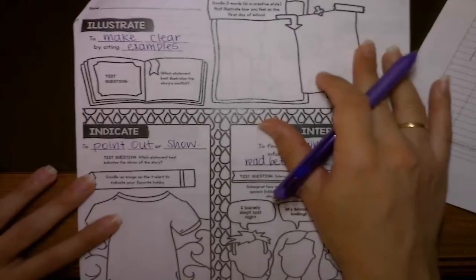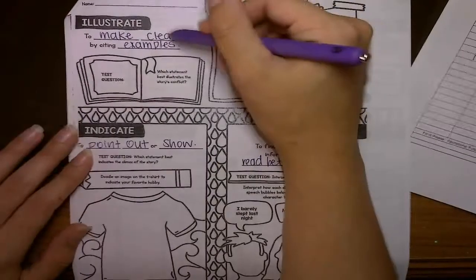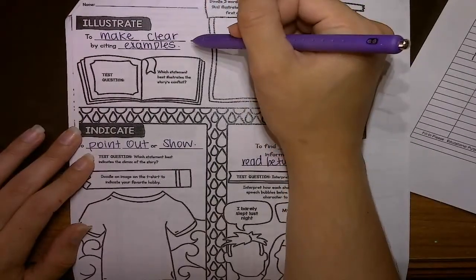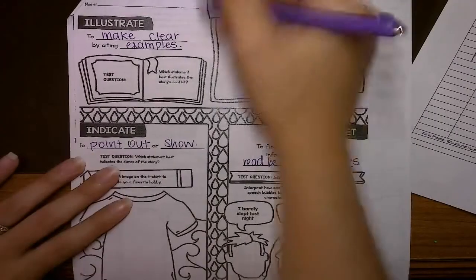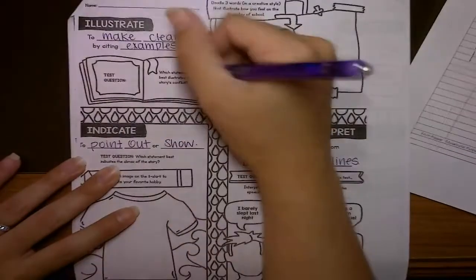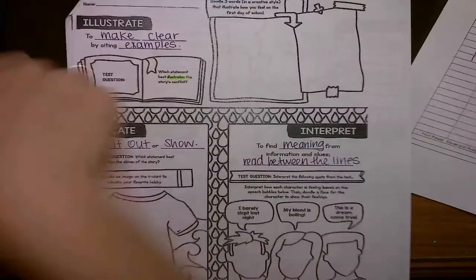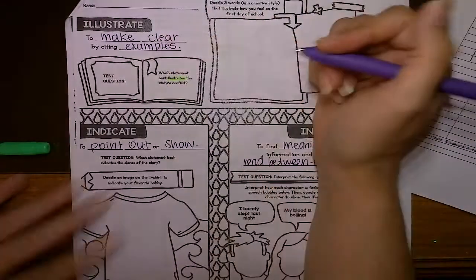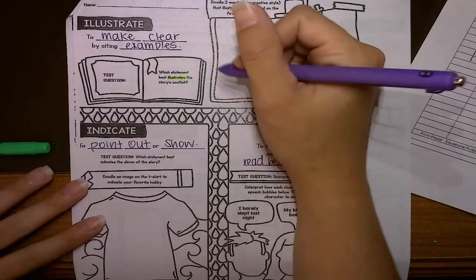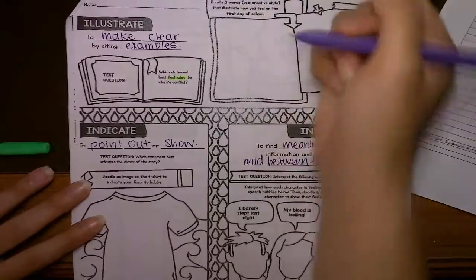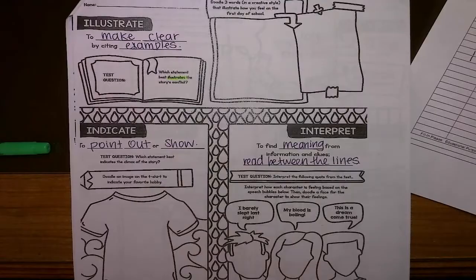Okay, turning around. Illustrate. Oklahoma loves this word. Okay, illustrate: to make clear by citing examples. So, test question: which statement best illustrates the story's conflict? So let's say we're reading Bud, Not Buddy and I said, okay, on page 17, there's a really good sentence that shows how bad the problem is in Bud, Not Buddy. What was the conflict in Bud, Not Buddy? He couldn't find his dad, yeah.